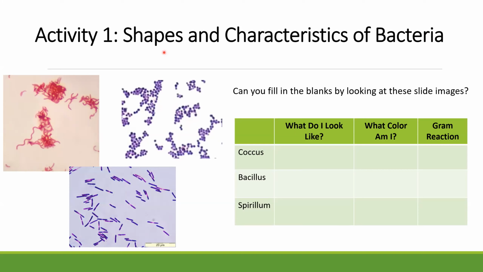So I want you guys to go ahead and pause here for activity 1, shapes and characteristics of bacteria, and I want you to look at these different slides. If we were in lab, you would look at different slides that are already prepared for you under the microscope, and first identify which one has the coccus-like shape, bacillus-like shape, spirillum shape, and then you'll draw here what you see.